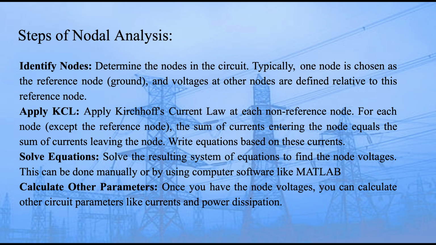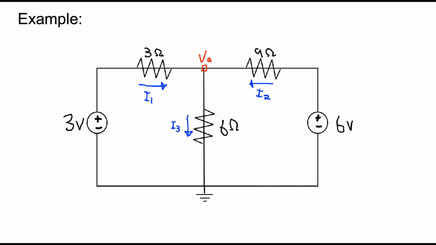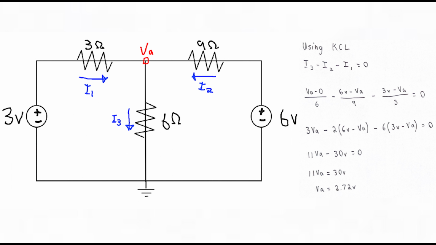The steps of nodal analysis include identifying nodes, applying KCL and Ohm's law, solving equations, and calculating any other parameters. In this example, we will be finding VA to then solve for I1, I2, I3, and the voltage drop across all the resistors. By using KCL, which is the equation that the sum of all the currents entering and leaving a junction must be equal to 0, and Ohm's law of I equals V on R, as shown on the right, you can determine the value of VA, which is found to be 2.72 volts.